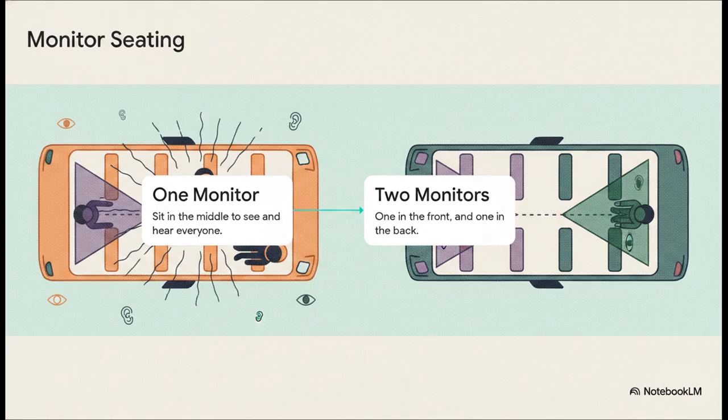But if there are 2 monitors on board, you've got to split up. Put one person in the front and one in the back. Your physical placement completely dictates your visibility, and in this job, visibility is literally everything.